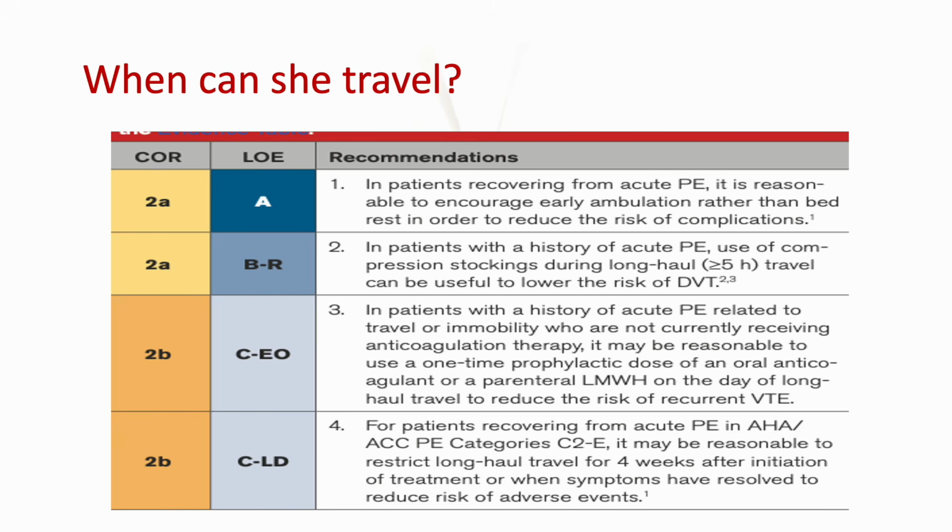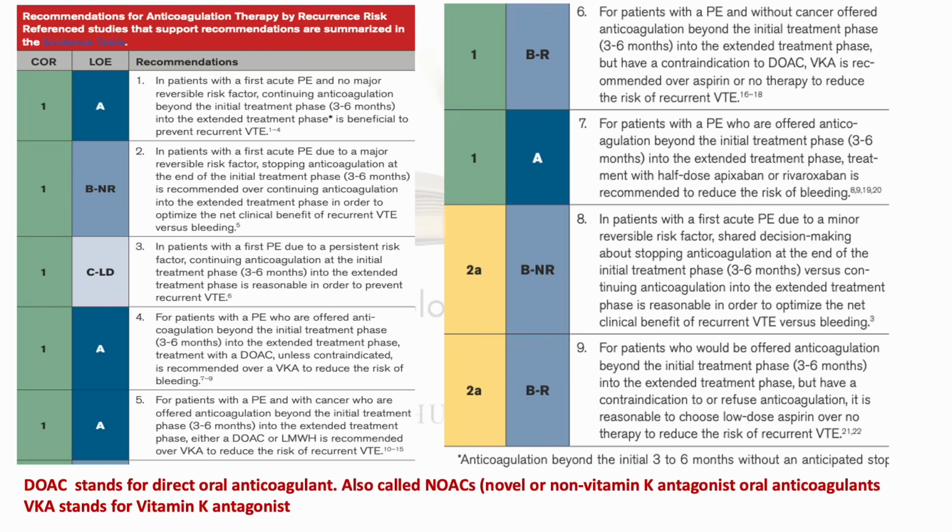Grade 2B recommendation. And for patients recovering from acute PE in class category C2 to E, it may be reasonable to restrict their long haul travel for 4 weeks after initiation of treatment or when the symptoms are resolved. So, if the patient comes to you within a month and asks you whether they can fly, the answer might be no. But if, like for my patient, it's 3 months, you may allow.